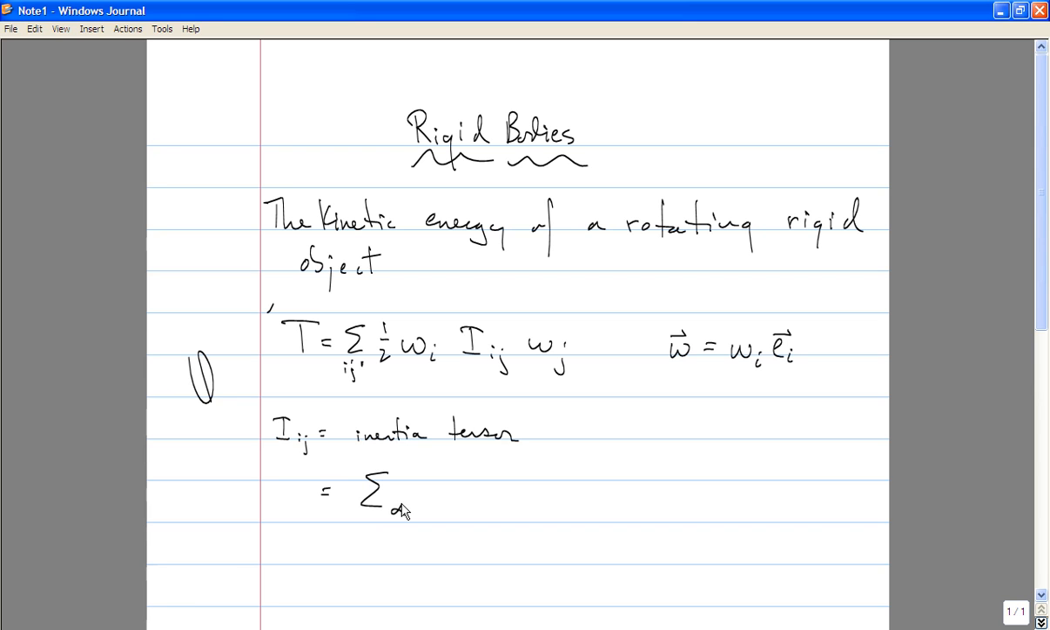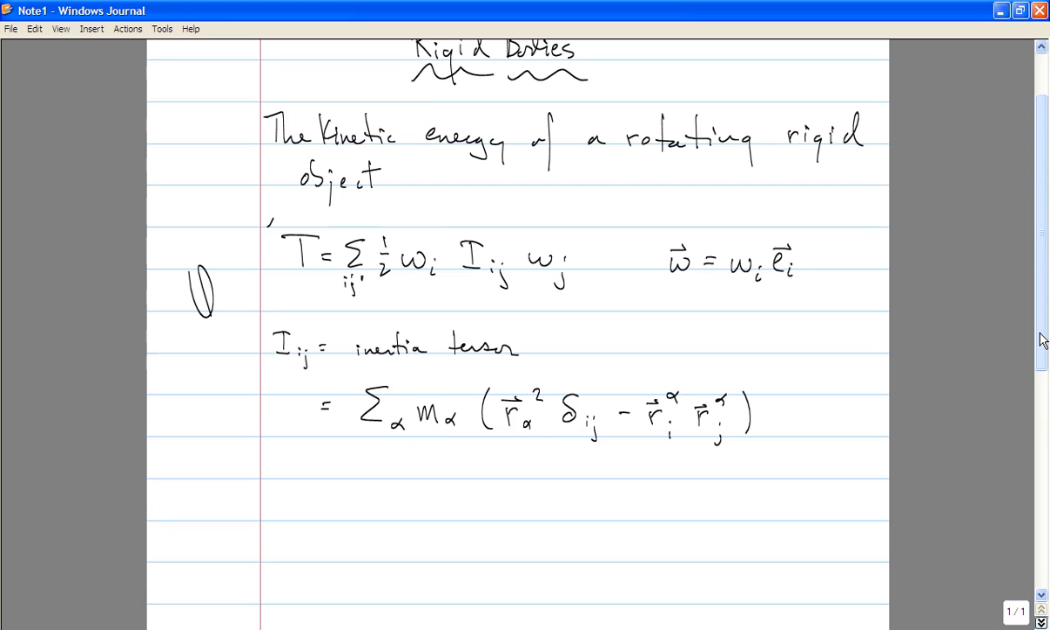So if we have a collection of masses labeled by an index alpha, then we sum over m alpha r alpha squared delta ij, the Kronecker delta symbol, minus r alpha i, r alpha j, the i and j indices of the position vector of one of the components, alpha, of the system. And there was a similar formula that I wrote down last time, which allowed one to compute the inertia tensor of a rigid body which is made up of some mass distribution.